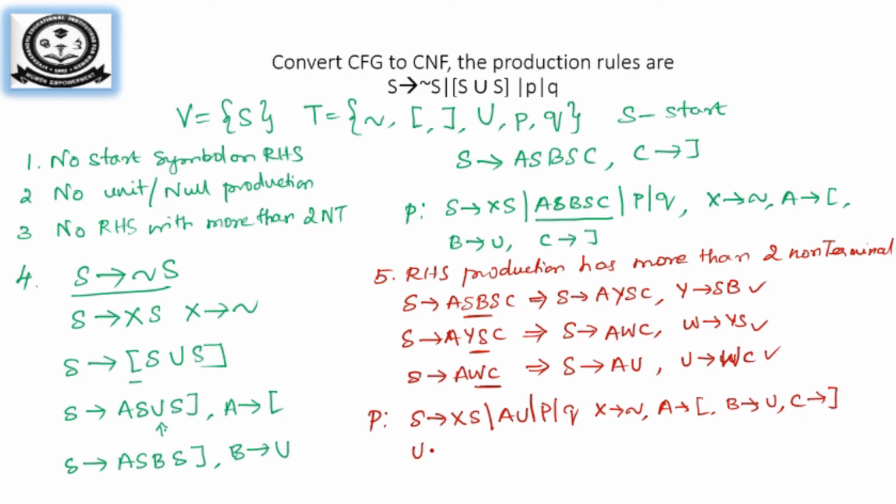So what is U? U is going to be WC. Then what is W? W is going to be YS. And what is Y? Y is equal to SB. Now you can see all the right hand side has only two non-terminals or one terminal symbol. Hence this is in Chomsky normal form.